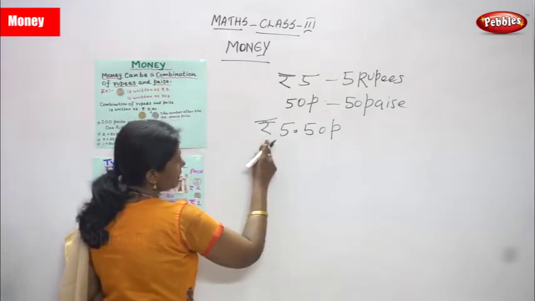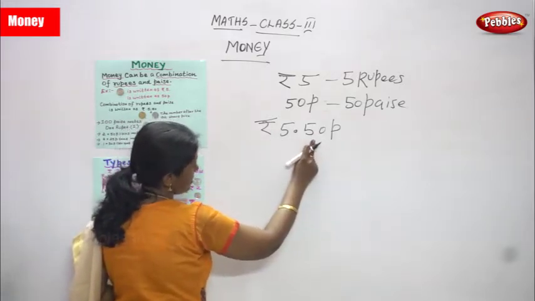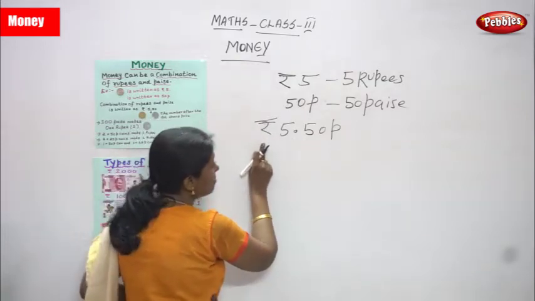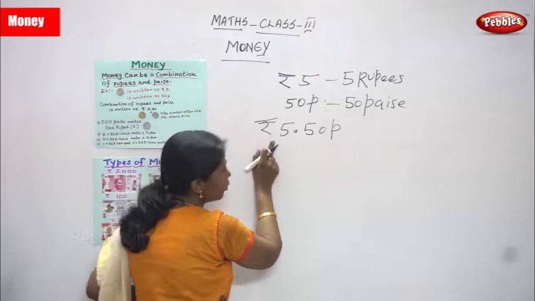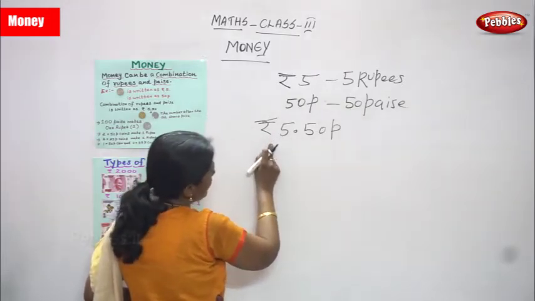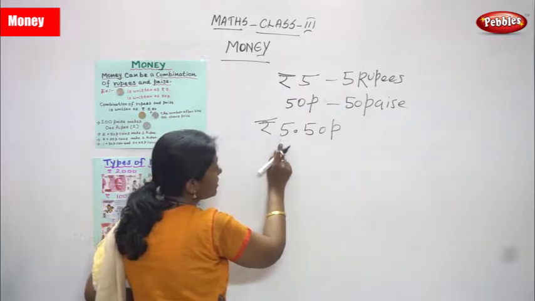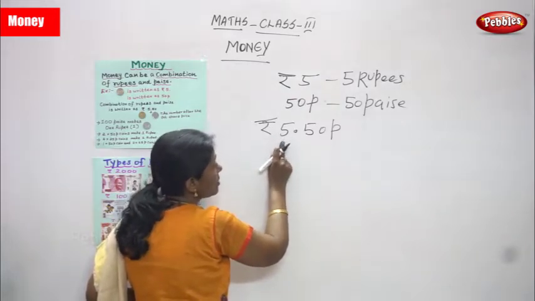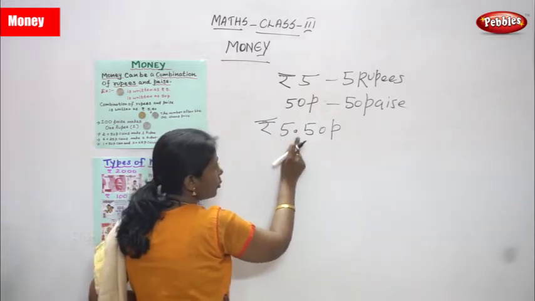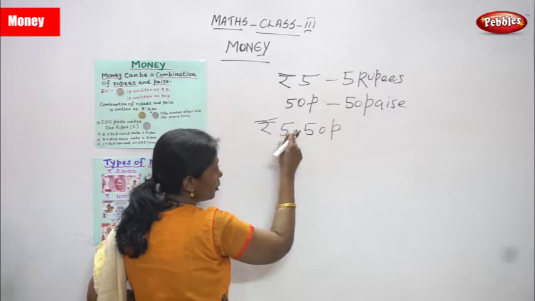I've told you this is 5 rupees, this is 50 paise. For rupees, you have to use a symbol like this. This is the exact symbol of rupees, not like this. After that you have to write the amount, that is, how many rupees. Here 5 rupees, so I've written 5. Then you have to put a point, or put a dot.